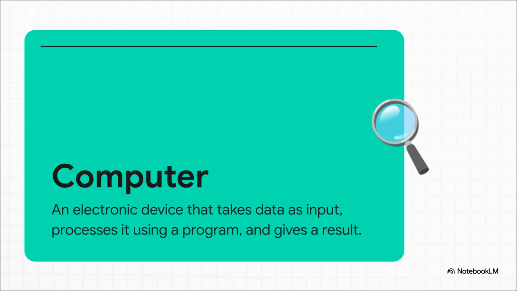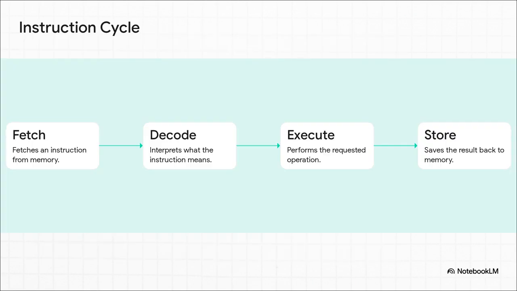Input, process, output. And deep down, at the very heart of your computer, there's this simple, relentless cycle happening billions of times every single second. It fetches an instruction, decodes what it's supposed to do, executes that command, and then stores the result. Fetch, decode, execute, store. Over and over. It's literally the heartbeat of computation.